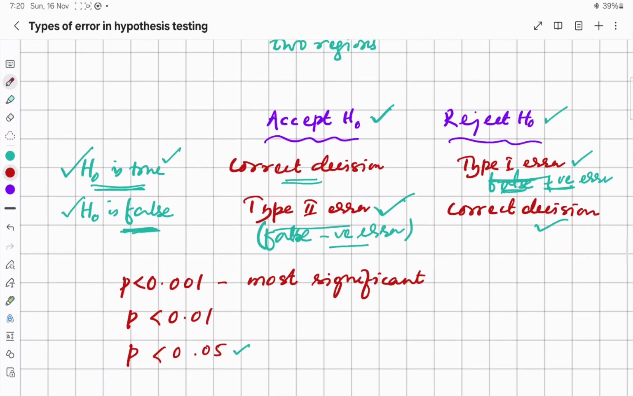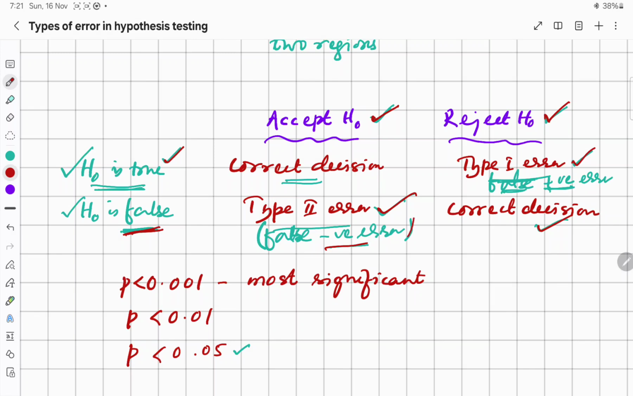And if we summarize, suppose the null hypothesis is true, we are accepting it, that means it is a correct decision. But if the null hypothesis is true, but we are rejecting it, that error is called type 1 error or false positive error. Suppose the null hypothesis is false, we are rejecting it, it is a correct decision. But if the null hypothesis is false, but we are accepting it, that is a type 2 error or false negative error.